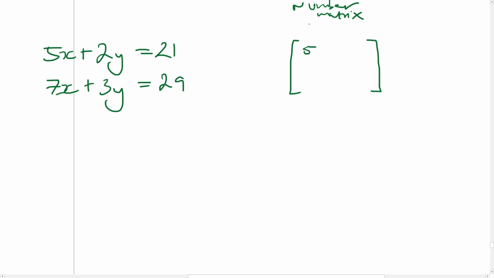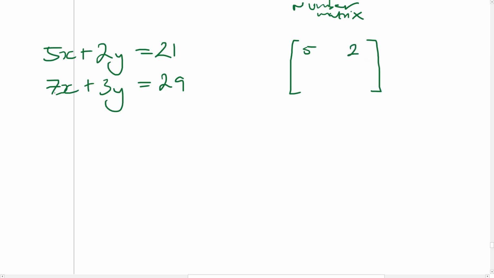The first column here represents all the x's. The second column will refer to all the y's. The first row here refers to the first equation. The second row here will refer to the second equation. Okay, so how many y's are in the first row?